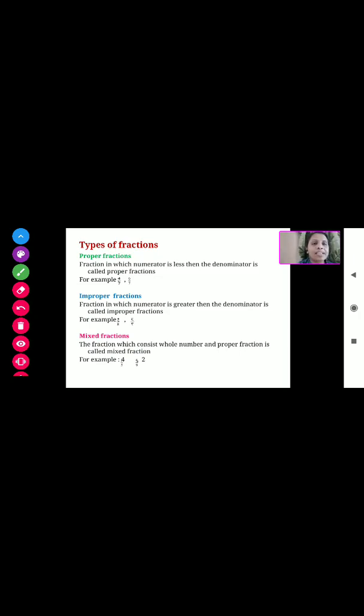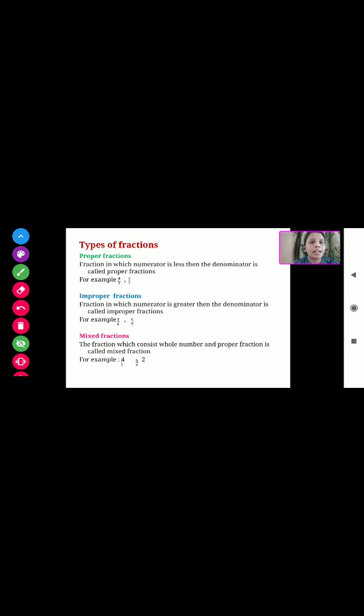Other examples I can give you like this, 2 by 3. Here 2 is numerator and 3 is denominator. So whenever your denominator is greater than your numerator, that fraction is called proper fraction. The other type of fraction is improper fraction. Fraction in which numerator is greater than the denominator is called improper fraction.